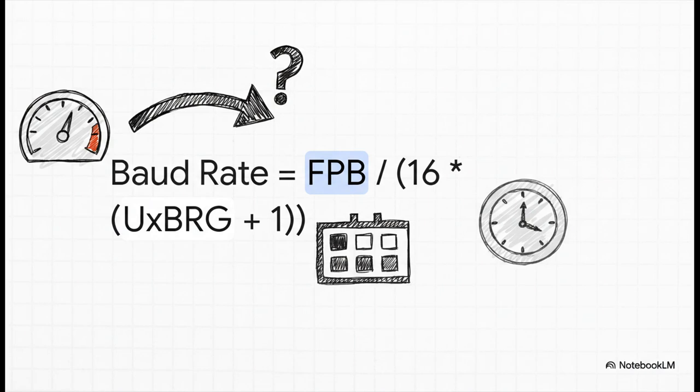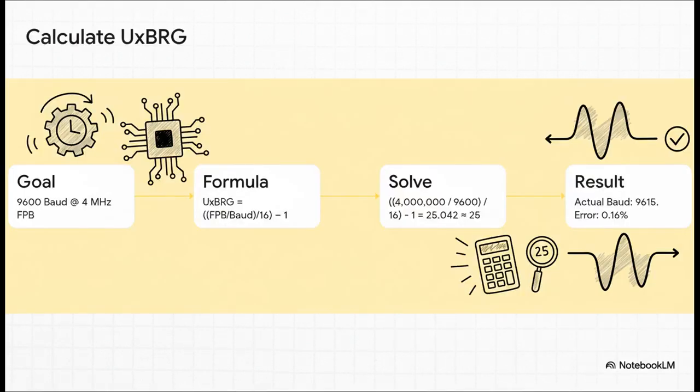The baud rate is based on your peripheral bus clock, that's the FPB, divided by 16 times whatever value is in your baud rate register plus 1. Now don't worry, you don't have to guess. We can just flip this formula around with a little algebra to solve for the UXBRG value that we actually need. Okay, let's get our hands dirty with a real example, right?